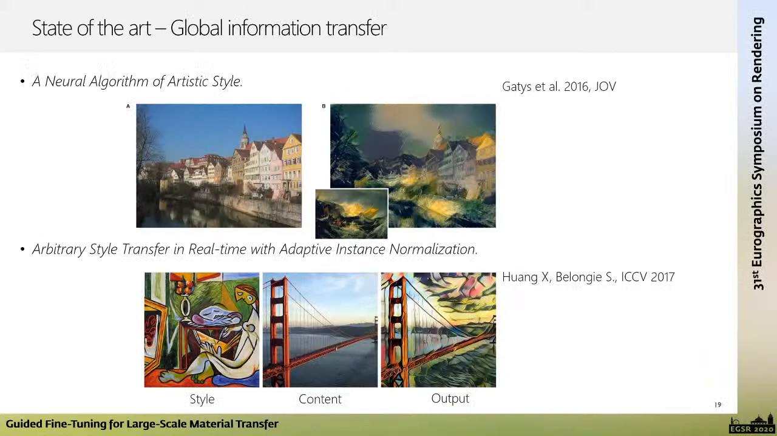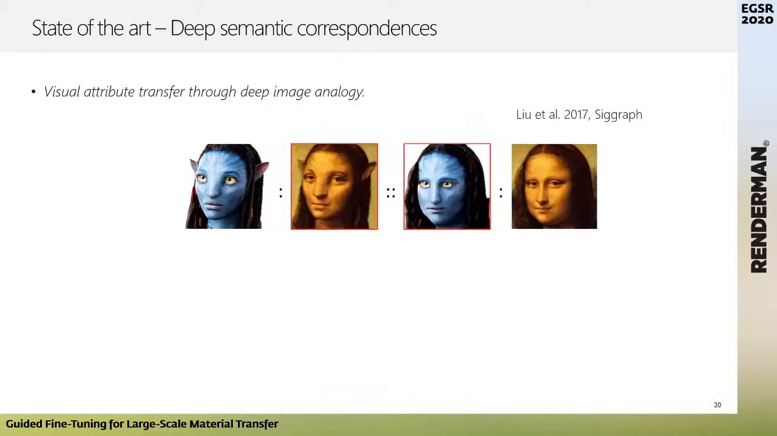Deep learning methods have been proposed, such as this work by Gatys and colleagues and Huang and Belongie. But these methods focus more on global statistics transfer and do not capture local details well. Recent methods combine both approaches, the dense patch correspondences with deep learning image transformation. But once again, this kind of approach requires all of the information to be available in the exemplar image.